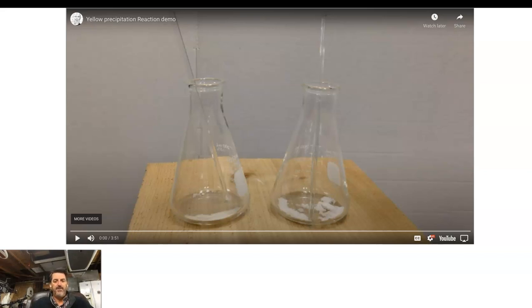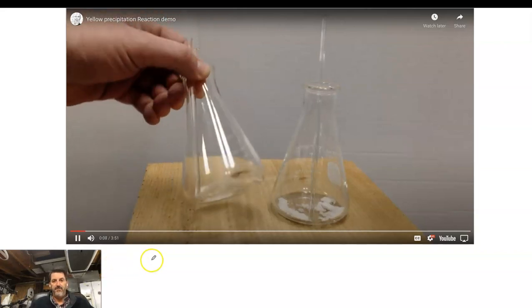So what I'm going to do is start the video and narrate it, and I'm going to write some stuff as we do this. Hopefully that'll help you understand how to use this solubility table that you all should have, on the back of the periodic table. Okay, so here we go.